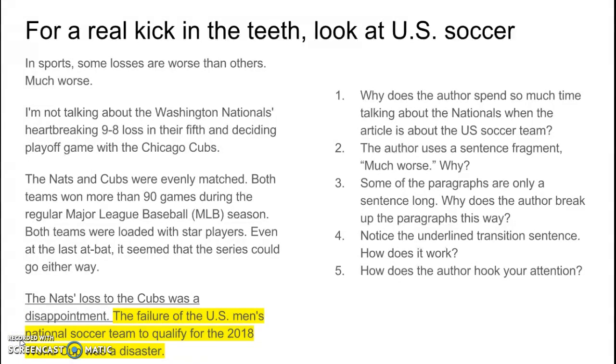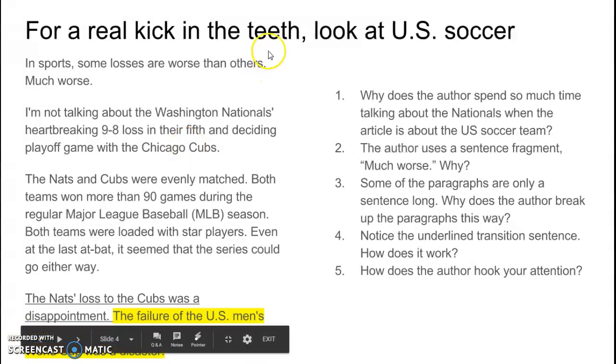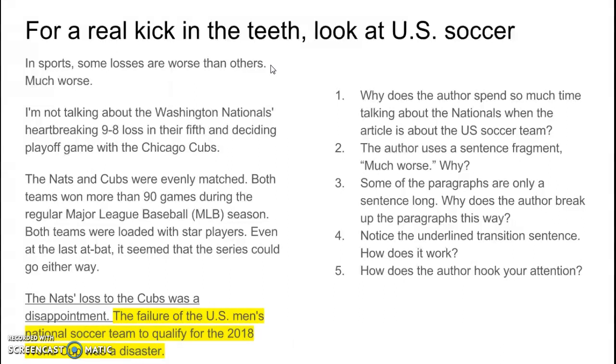All right, welcome back again. So this article's introduction has 4 paragraphs rather than just 2 or even 1. And you'll notice that the first section up here, in sports some losses are worse than others, much worse, is just 2 sentences. And unlike planting a scene in your head, this author starts off in a really dramatic way, right? Some losses are terrible, very terrible. That repetition of the word worse already makes it seem really extreme.